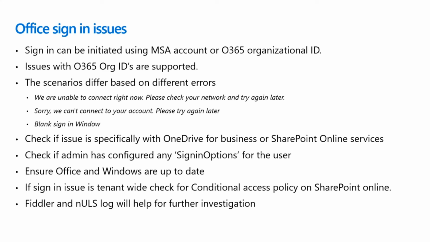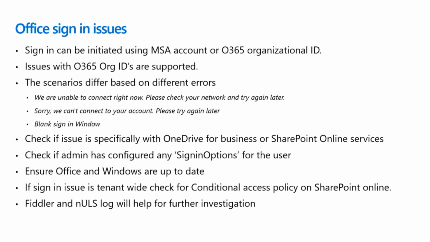So let's say that the users have multiple different accounts and their sign-in options is set to an option such that only their O365 org IDs are allowed to sign in. Then we'll have to check with the customer, with their administrator, if this is something that has been purposely done, or if it is okay, then we can set the sign-in options to 0. When it is set to 0, that means both org IDs and guest accounts, etc., are allowed.